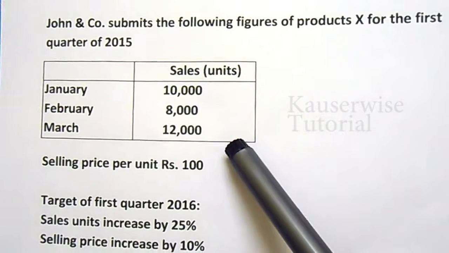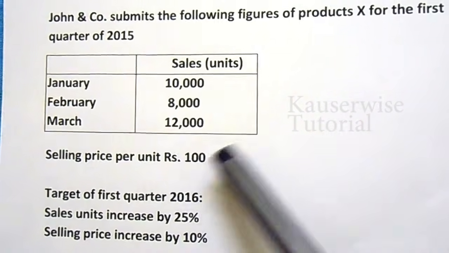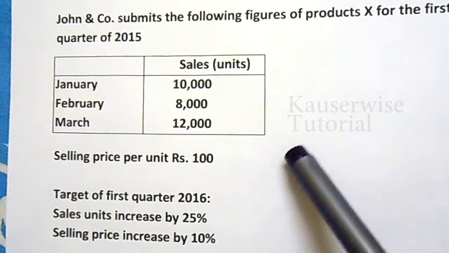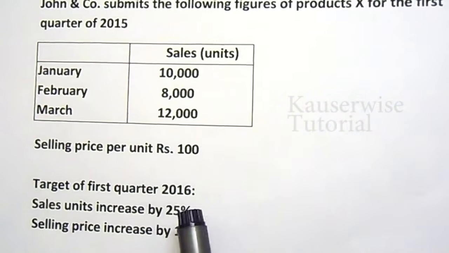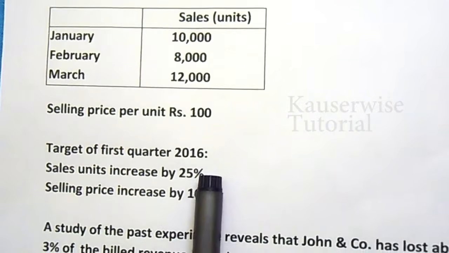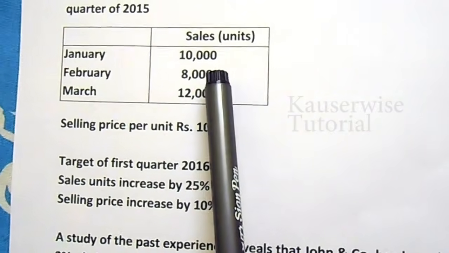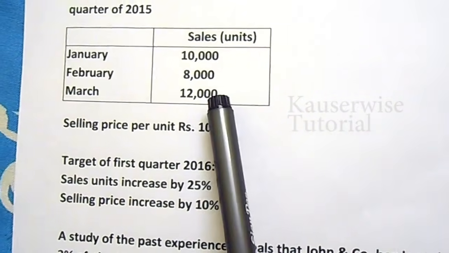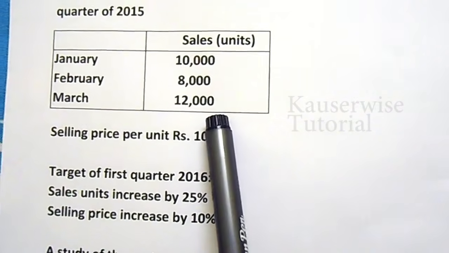This is the actual sales, and the selling price is 100 rupees. So this is the past year's information that is given. With this, they ask you to prepare the sales budget for the first quarter of 2016. You need to incorporate this. You need to increase 25% of 10,000, 25% of 8,000 and 25% of 12,000. That will be added along with the last year information.